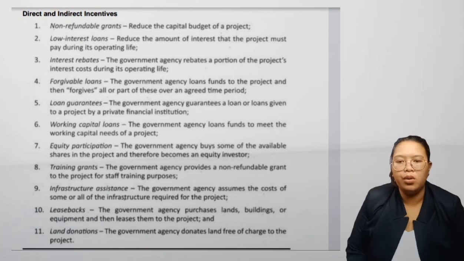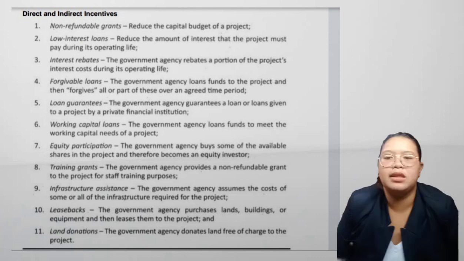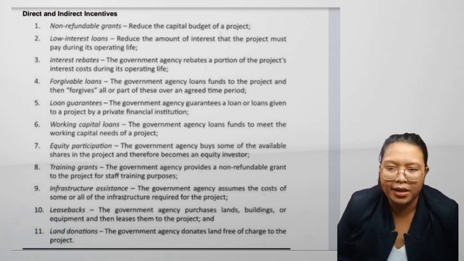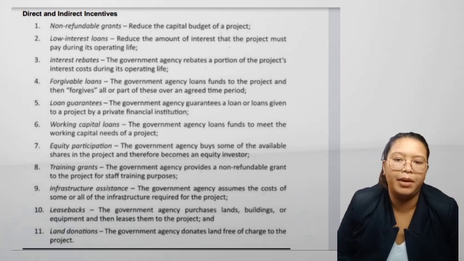time period. 5. Loan guarantee. The government agency guarantees a loan or loans given to the project by a private financial institution. 6. Working capital loans. The government agency loans funds to meet the working capital needs of a project. 7. Equity participation. The government agency buys some of the available shares in the project and therefore becomes an equity investor.